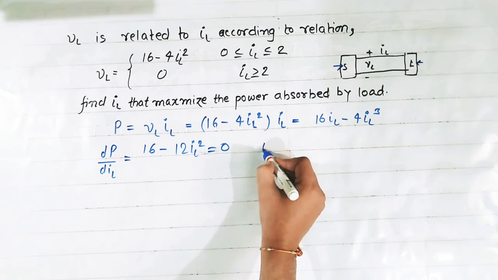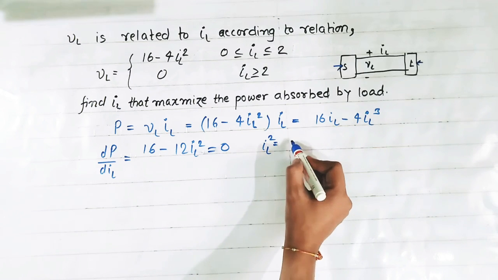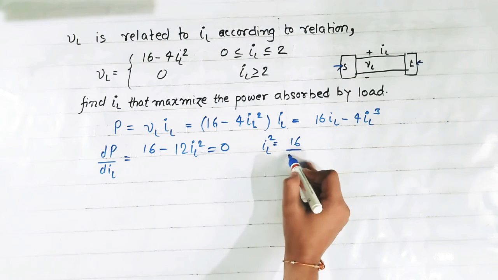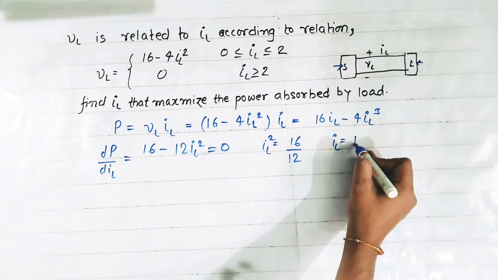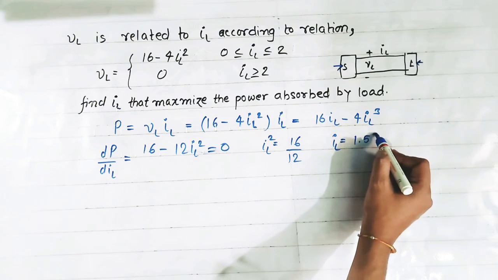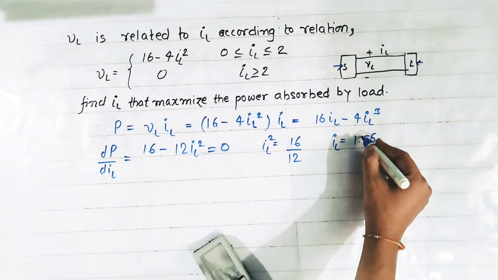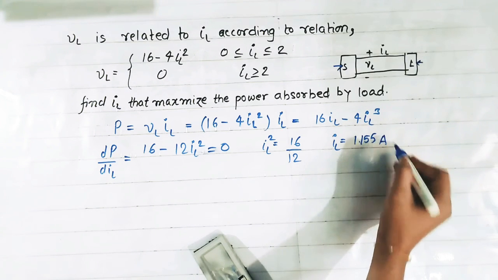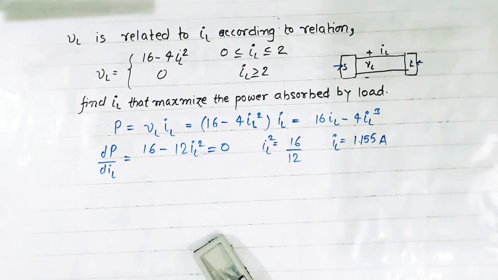So we get IL square equal to 16 by 12, and we get IL equal to 1.155 ampere. We simply take the square root of 16 by 12 and get 1.155 ampere. So this is the answer of this question.